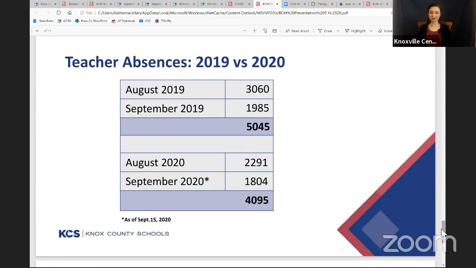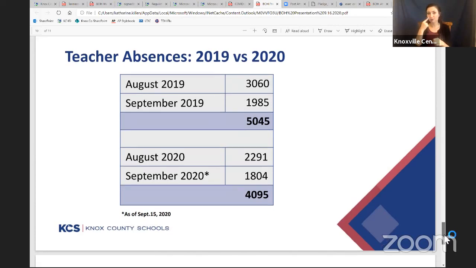So I think one of the board members had a question about teacher absences in 2019 versus 2020. In August 2019, there were 3,060 absences, and in September of 2019, there were 1,985, totaling 5,045. This year, in August 2020, 2,291, and in September, 1,804. I would like to say that these absences are really a mirror image of last year, but absences could be related to anything, not just COVID. Next slide, please.